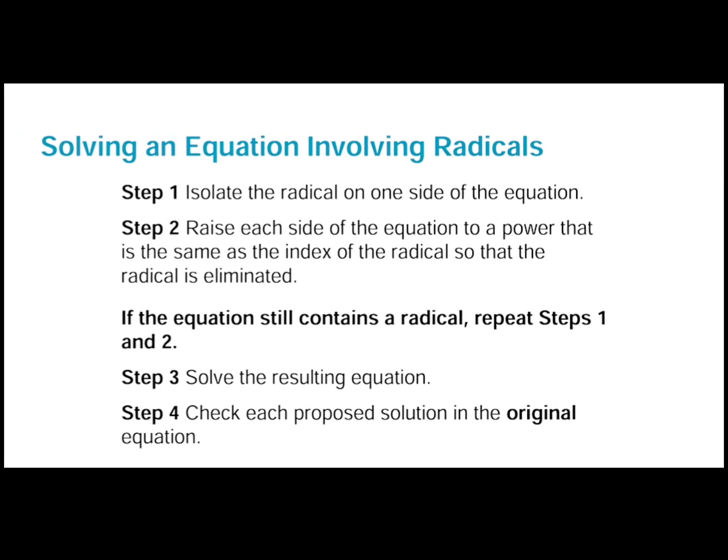So when we're going through these different things, it has different steps. Step 1 is to isolate the radical on one side. Step 2 is to raise each side to a power that is the same index as the radical. So if I have 1/2 for a radical, or the square root, I need to raise it to the second power. Or if I have 1/3, the cube root of something, I need to raise it to the cube. So keep that in mind.